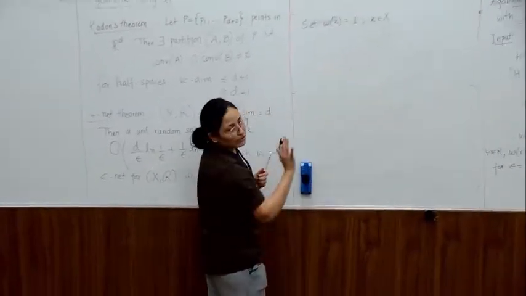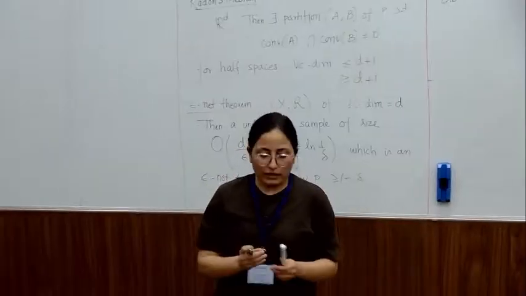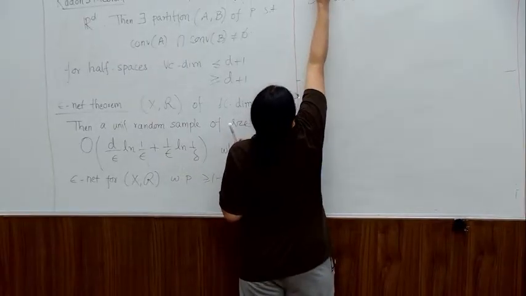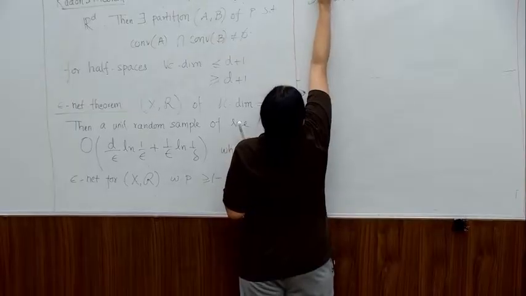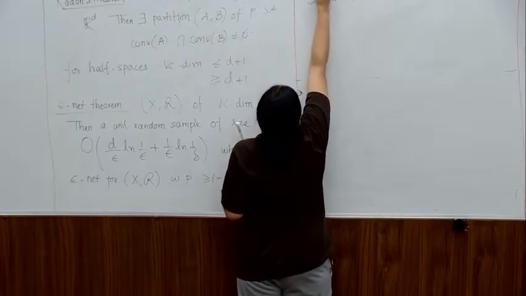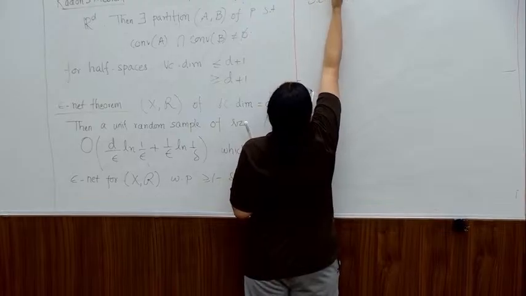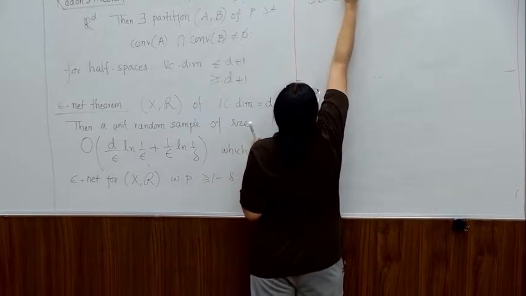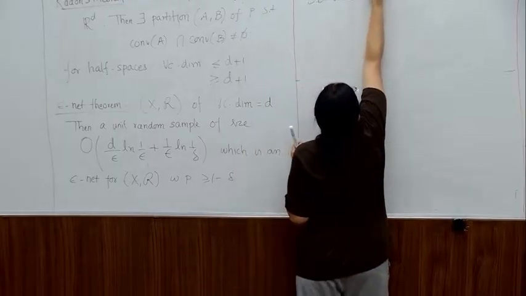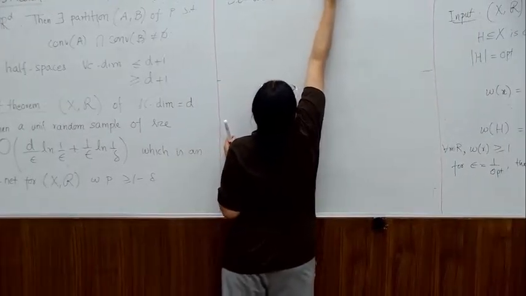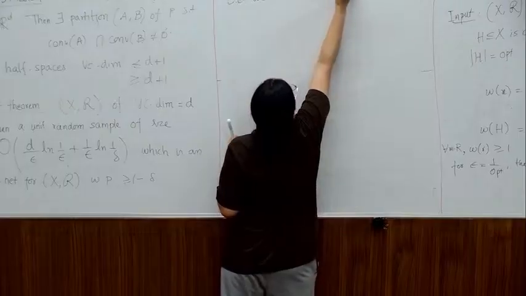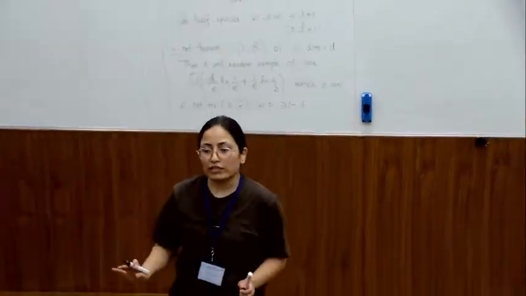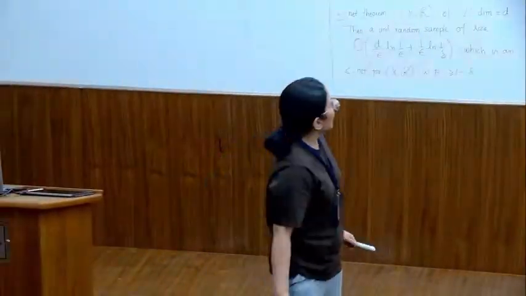So set the weight to be equal to 1, and before this we will assume we know OPT, which we will see how to guess. I'm setting epsilon to be 1 over 2 times OPT, just to make the calculation simpler.